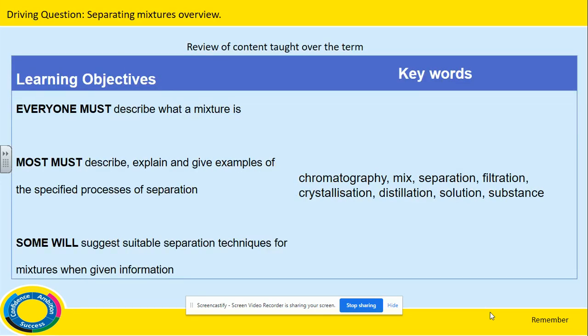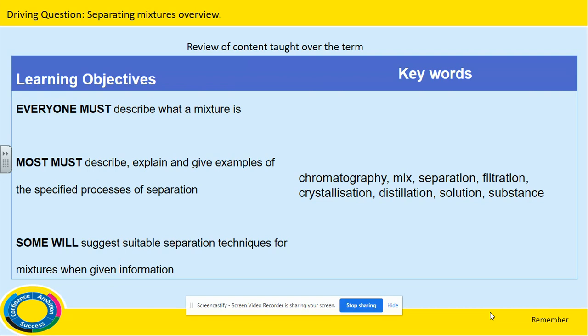For today's lesson, driving question. This isn't a question, because we will be doing an overview of everything that we have done in this term. There are a few objectives that I am expecting for us to cover by the end of this lesson. Everyone must be able to describe what a mixture is. Most should be able to describe, explain, and give examples of specific processes of separation. Some will be able to give suitable separation techniques for mixtures when given information.